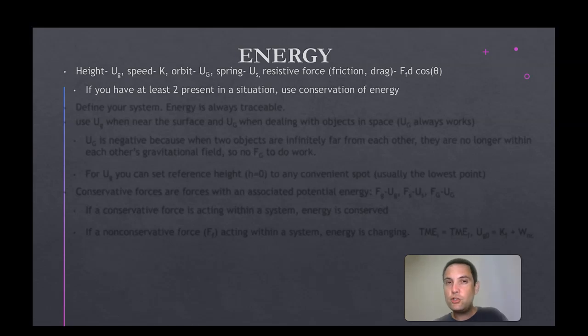If you have at least two of those quantities, height, speed, orbit, spring, resistive force, then we should be using conservation of energy. Remember, when we use conservation of energy to define our system, energy is always traceable. And if we're deriving something using conservation of energy, then we need to start off with all of the energy in the beginning equals all of the energy in the end.